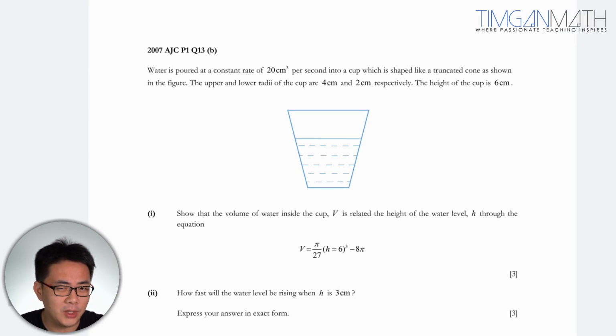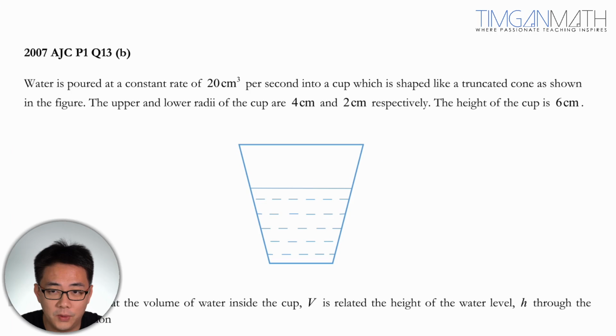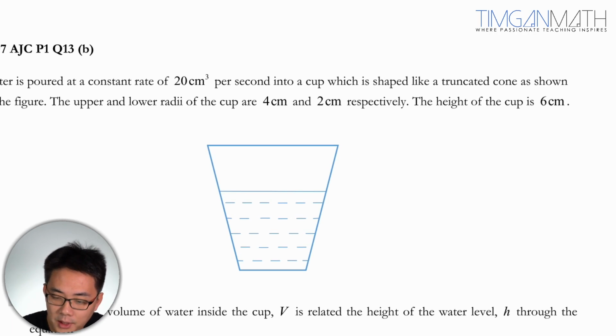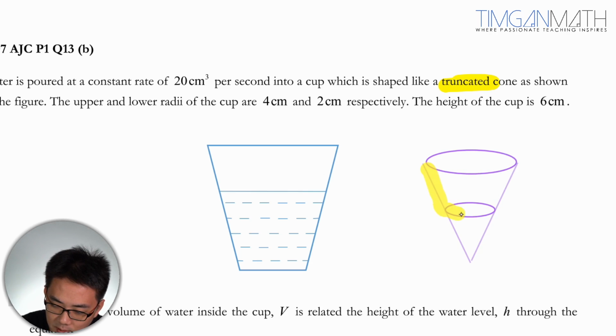So water is poured at the constant rate of 20 cm per second into the cup, which is shaped like a truncated cone as shown. Truncated just means cut off cone, okay? So in other words, I believe this is actually like a cone like that. Let me just draw it out. And we're just gonna cut it out, and this shape here is actually this shape here. So we need to remove the one below here, but it's okay.